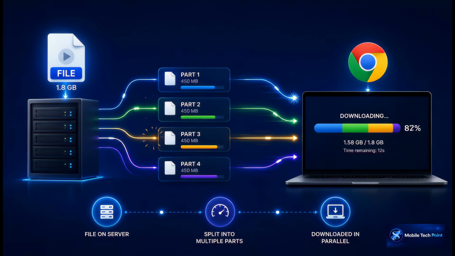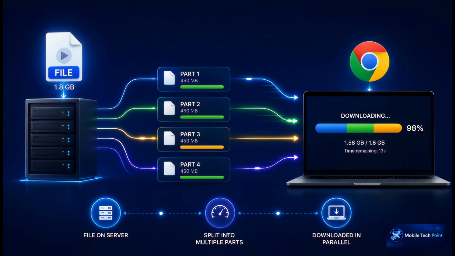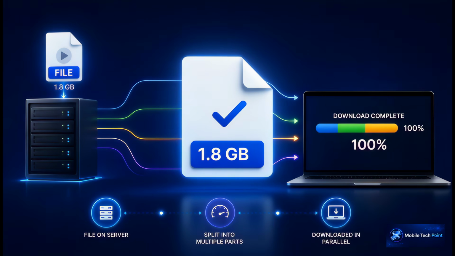What this does is break your file into multiple pieces and download all of them at the same time. More connections, faster download. Chrome stitches it all back together automatically.